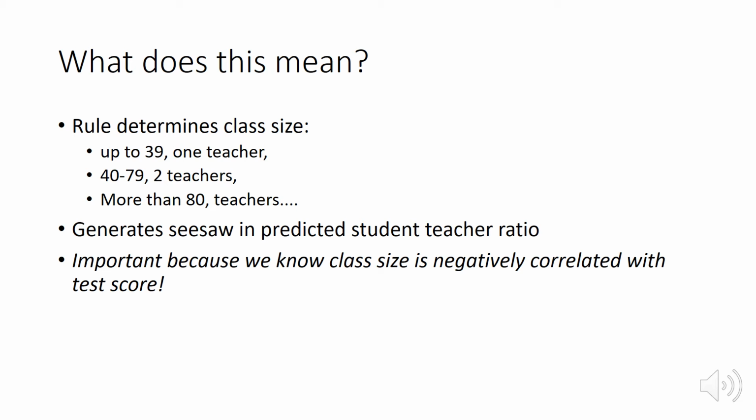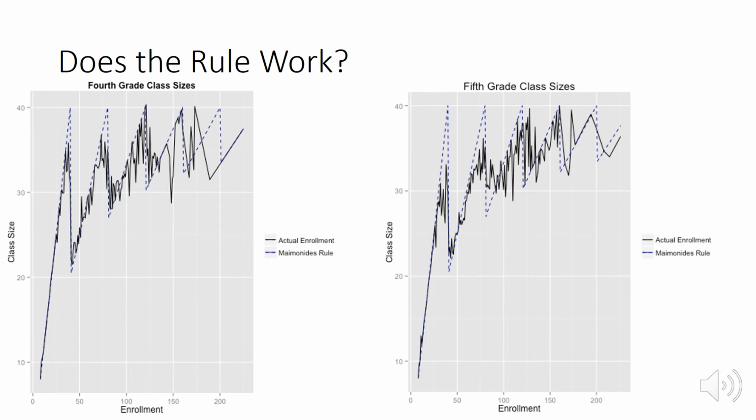I'll show you the seesaw in a second, but this is important because we already knew that class size was negatively correlated with test score, that student-to-teacher ratio was negatively correlated with outcome. Questions so far? So let's see what this rule looks like in practice. Let's see this predictable seesaw image.